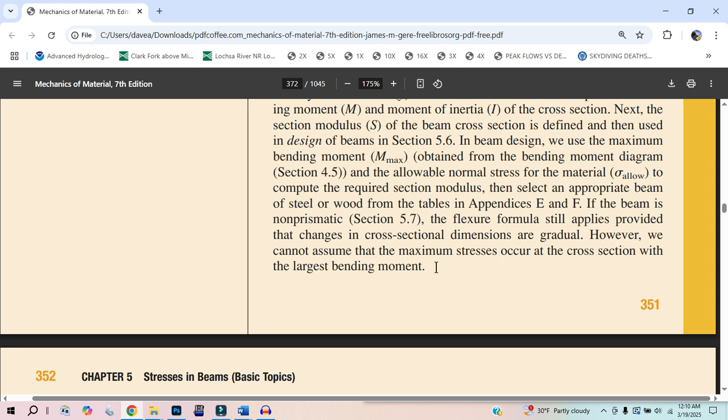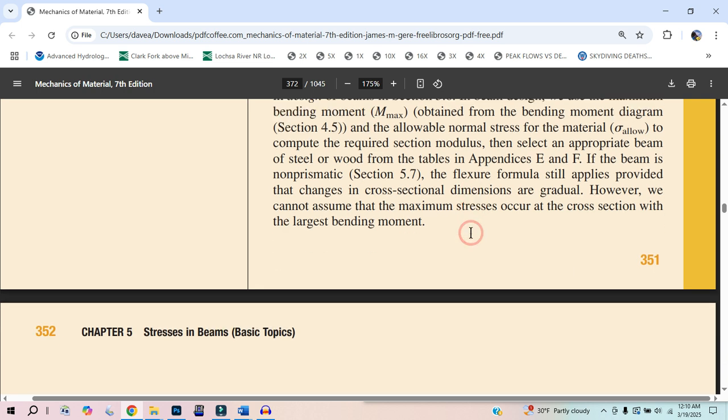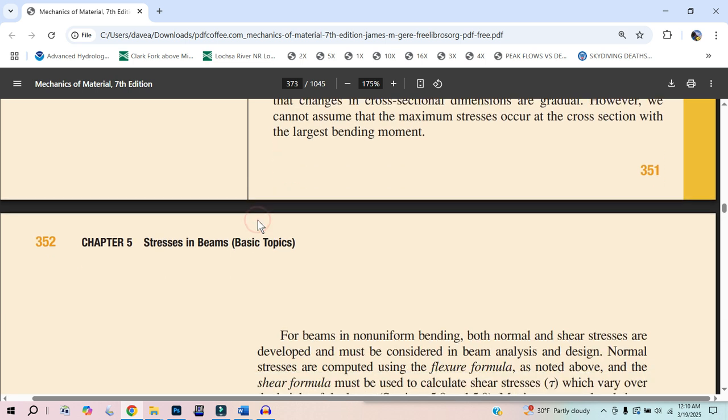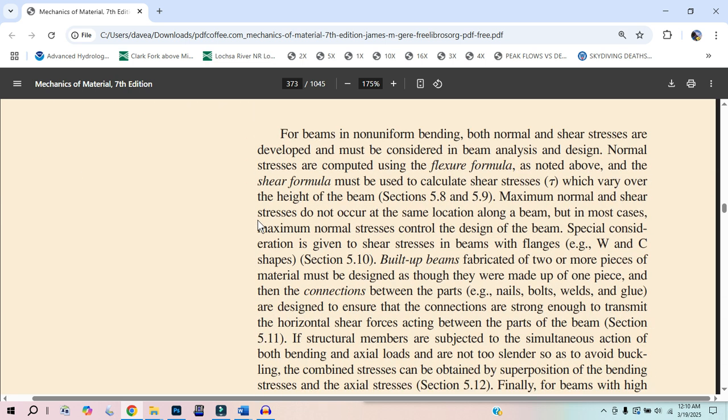However, we cannot assume the maximum stresses occur at the cross sections with the largest bending moments. And I think there's a problem that shows that. That's pretty cool, because that definitely requires calculus and integration. Okay, so for beams in non-uniform bending, I've got to get better at the terminology. I just can't read this all in one go. Every sentence is crazy.